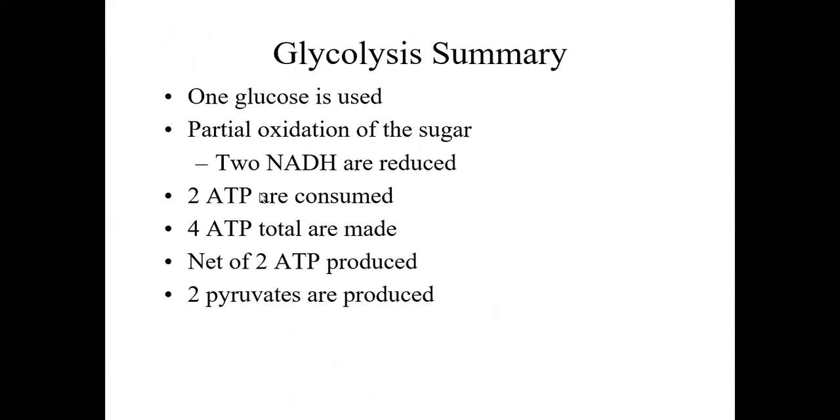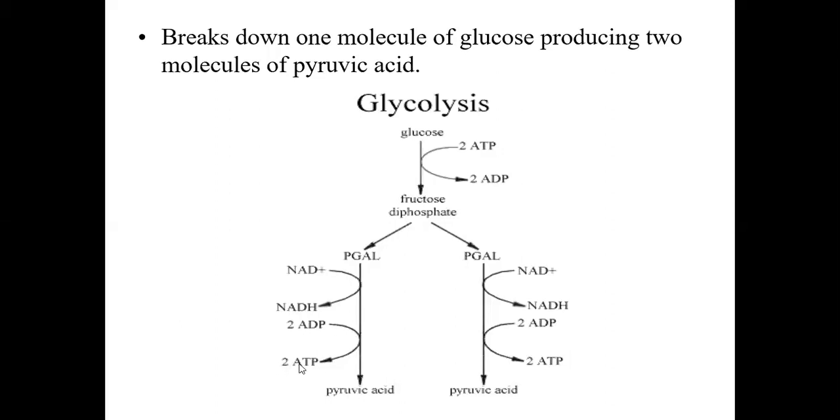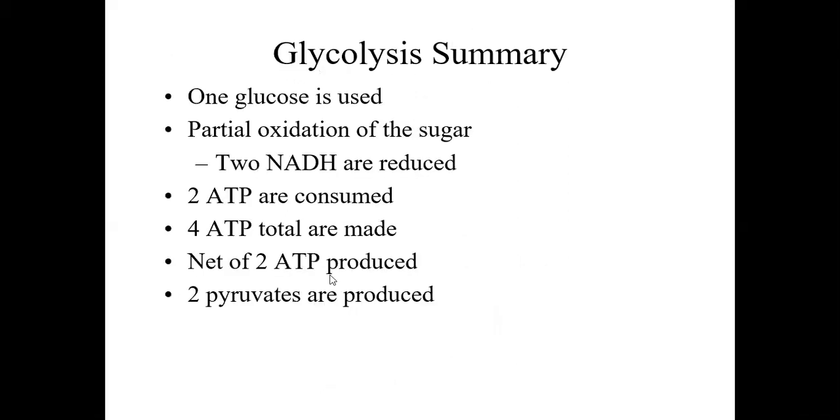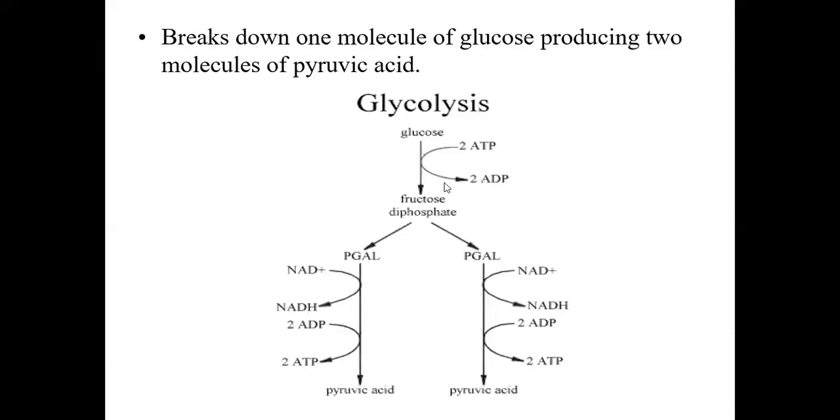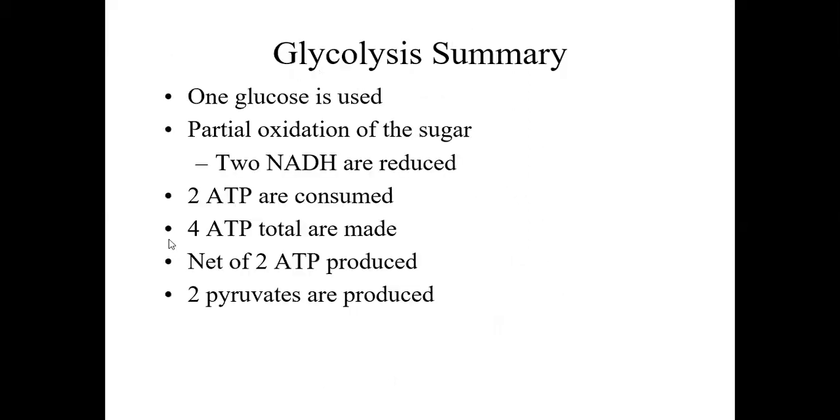2 ATP molecules are consumed. However, you make 4 ATP in the process. In this reaction, I made 2 over here, I made 2 over here. So I've got a total of 4 that were produced for ATP. However, because I had to use 2 to get things started, right here at the beginning, that means I only have a net gain of 2 ATP molecules. So that's the total amount of energy that I can make from one glucose molecule: 2 ATP molecules.